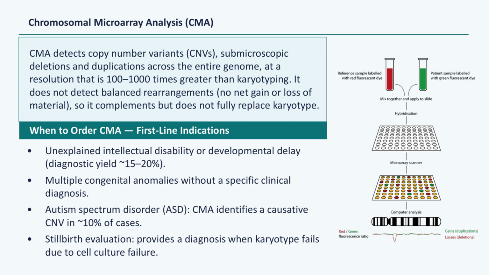Chromosomal microarray analysis, or CMA, is a powerful tool for detecting copy number variants across the genome. It offers a resolution much higher than traditional karyotyping, making it ideal for identifying submicroscopic deletions and duplications. CMA is particularly useful for diagnosing unexplained developmental delays and congenital anomalies. It can also provide answers when karyotyping fails due to cell culture issues.